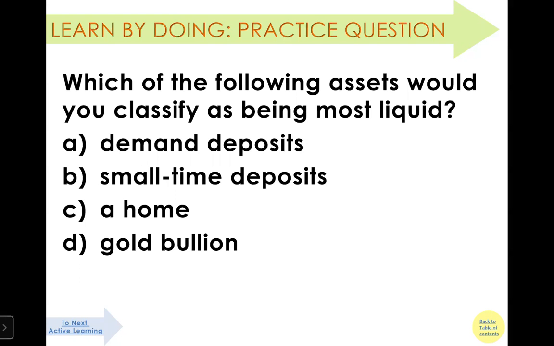Now let's look at this practice question. Which of the following assets would you classify as being most liquid? A, a demand deposit. B, a small time deposit. C, a home. D, gold. So C and D, certainly they are not liquid. A home, in order to get the value from your home, you must sell the house, right? So it is not liquid.